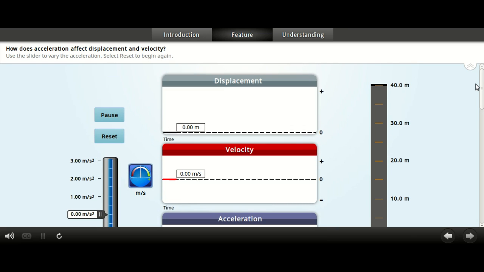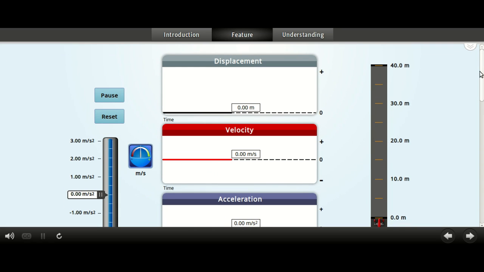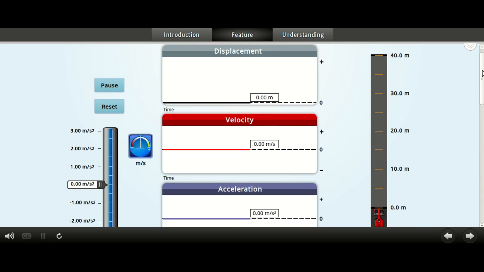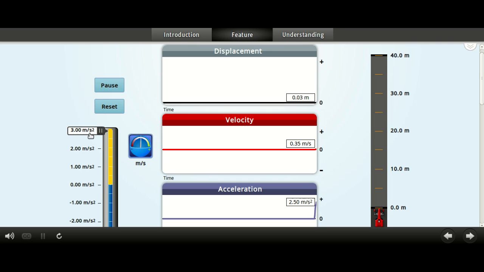How do displacement and velocity change as you adjust the acceleration of a race car? Adjust the acceleration of the race car by moving the slider. Look at the graphs to see how displacement, velocity, and acceleration change over time. You can experiment with changing the car's acceleration or pause the animation to look more closely at the results. Click Reset to begin again.